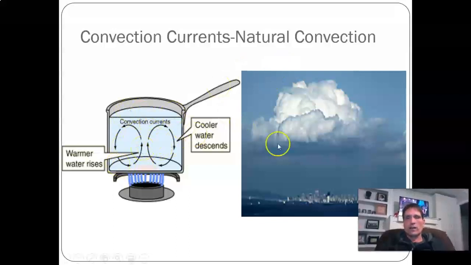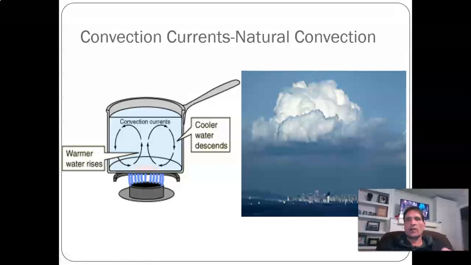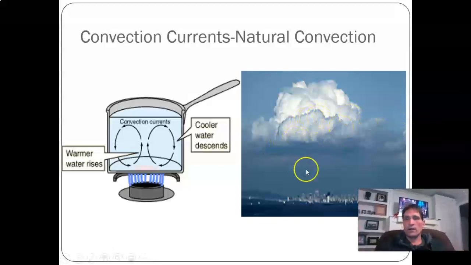Currents. Here's a similar example to the pan, although it's not so obvious why at first. So why in the summer do we tend to get more thunderstorms and more clouds in the afternoon on a hot day? So you can have days where it's pretty clear in the morning, and then in the afternoon you get these cumulus clouds building up.